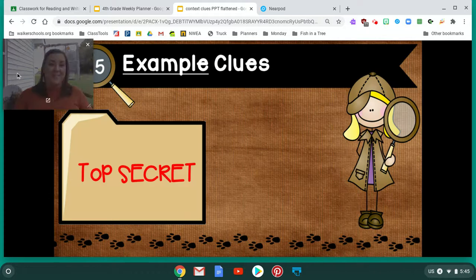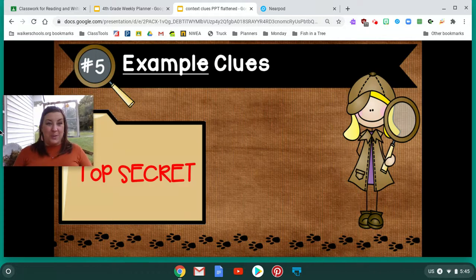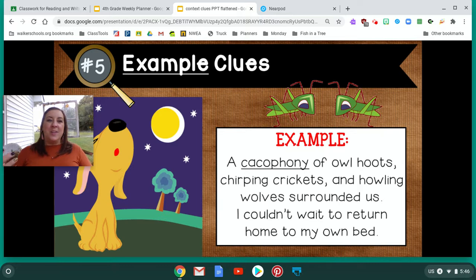Number 5, example clues. This is where the author gives you maybe an example or an idea that explains what the word means. A cacophony of owl hoots, chirping crickets, and howling wolves surrounded us. I couldn't wait to return home to my own bed. Well, the examples that we have here are owl hoots, chirping crickets, and howling wolves, which tells us that cacophony probably means really noisy.